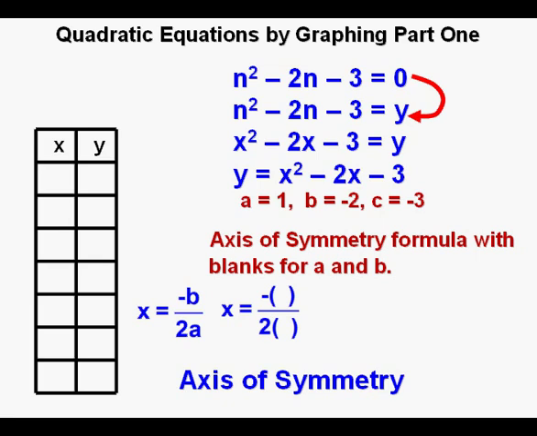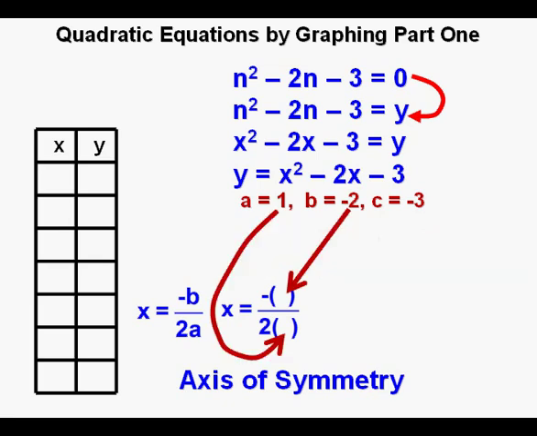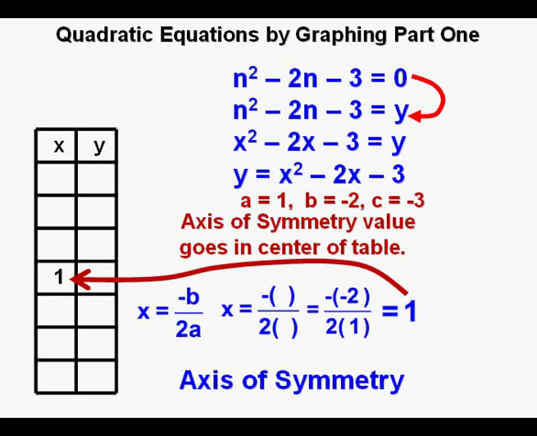Now we rewrite the axis of symmetry formula with parentheses into which the a and b can be inserted. The b goes in the numerator, and the a in the denominator where the parentheses are. And here, negative 2 replaces b in the numerator, and 1 replaces a in the denominator. And all simplified, the axis of symmetry is x equals 1. So this value for the axis of symmetry, x equals 1, goes as our first input value for our table in the center cell in the left column of the table.